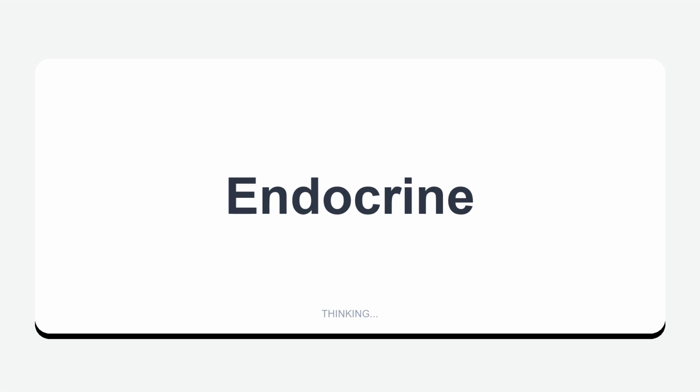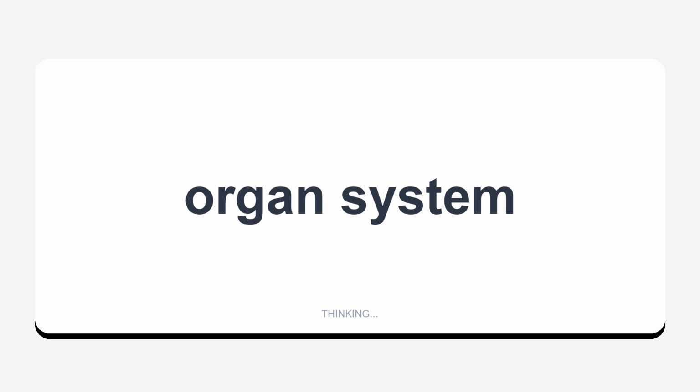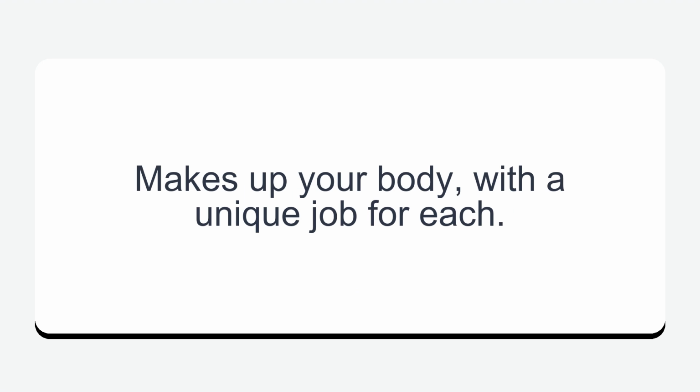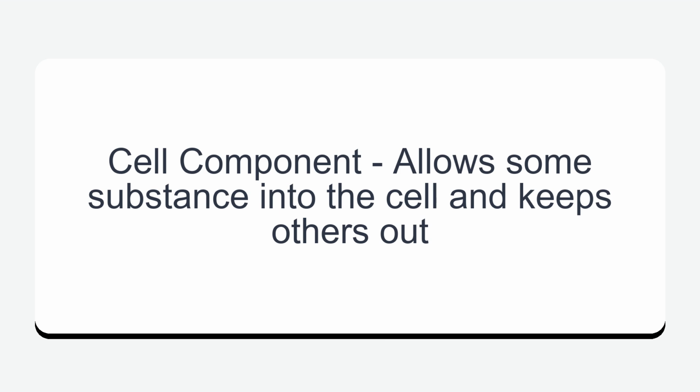Endocrine. Organ system, regulates body functions by chemicals, hormones. Includes all glands, thymus, and pancreas. Organ system. Makes up your body, with a unique job for each. Cell membrane. Cell component that allows some substances into the cell and keeps others out.